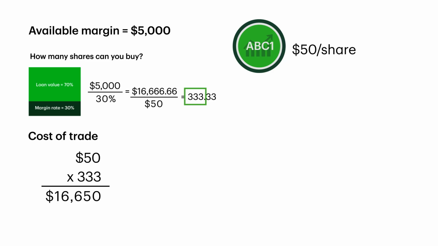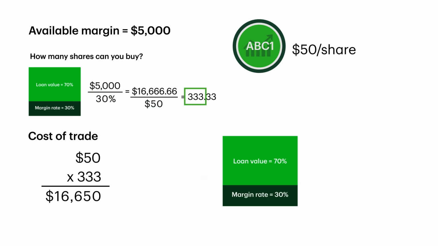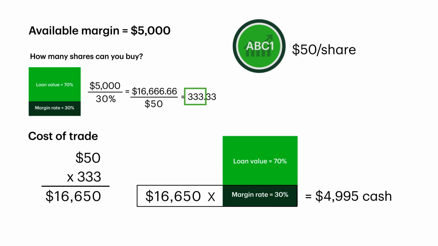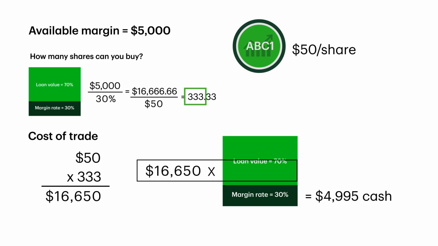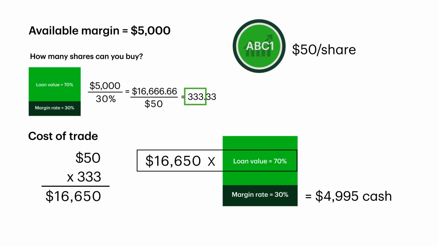Now, how much would you have to pay in cash and how much would the broker lend you on margin? To calculate what you would owe, multiply 16,650 by 0.3. This totals $4,995. Remember, because of that fractional share that we dropped, our amount is slightly less than $5,000 plus commissions. To calculate the loan value, multiply $16,650 by 0.7, the remaining 70%.